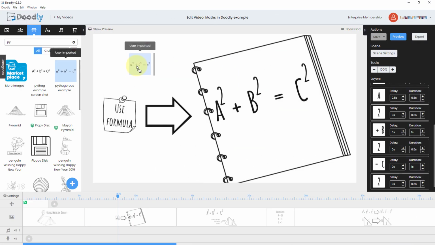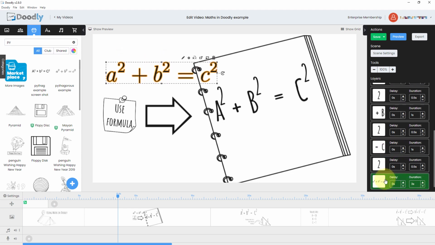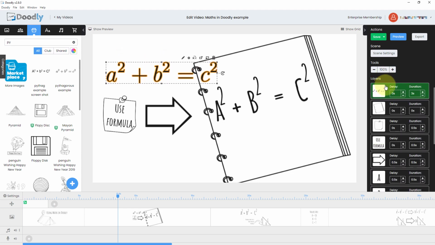So I generated that and I imported it into Doodly, and it's imported as an image. You can see here I can make it bigger and smaller. You can see it's also transparent, which is incredibly useful. If you had certain images, they wouldn't be transparent and that would cause you problems. Now, I'm going to put this to the top so that we can see it draw in. Let's have a look at this now.